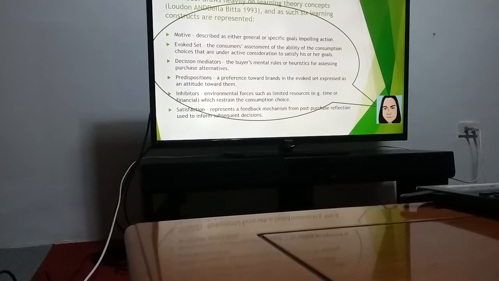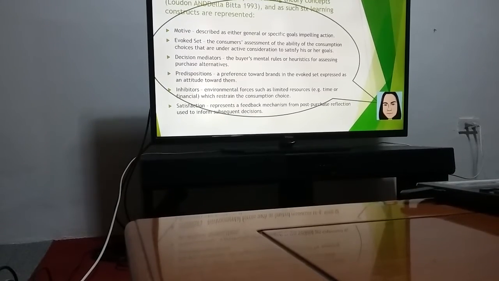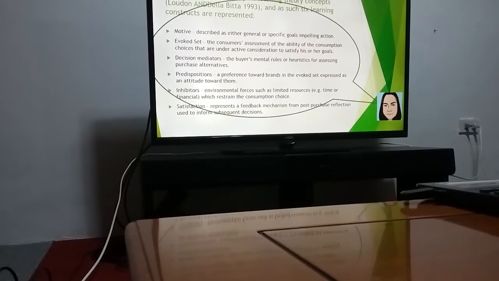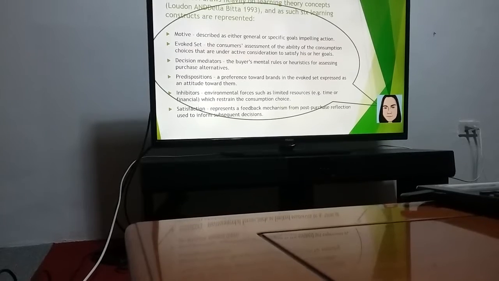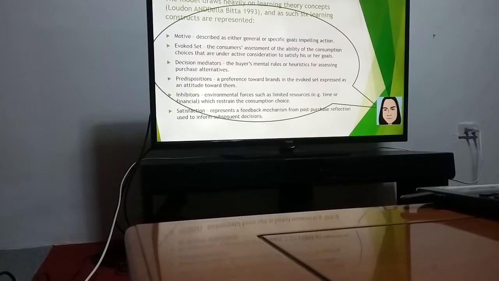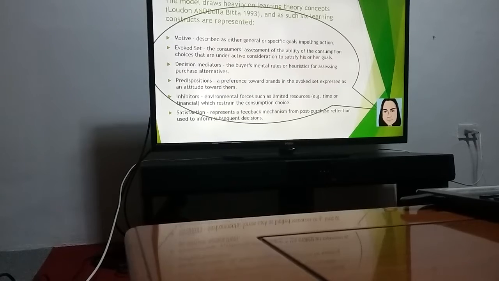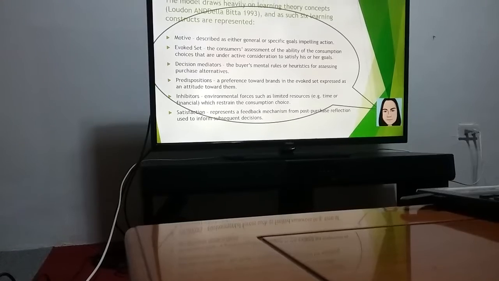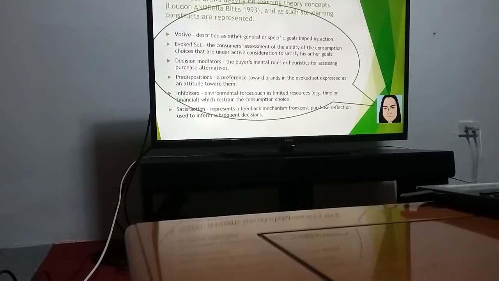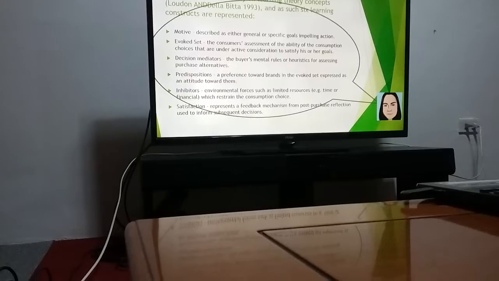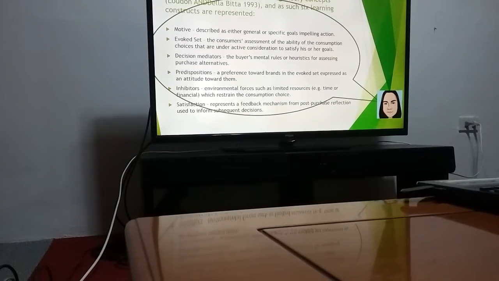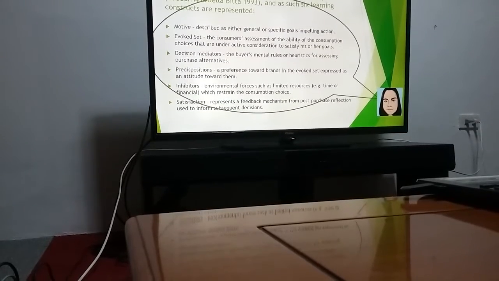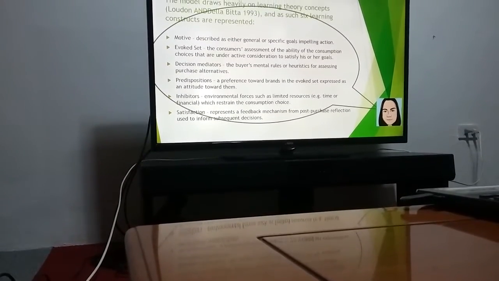When we say general goal, for example, general goal natin ngayon, online class is pumasa. Specific goal natin siguro is pumasa sa subject ni Ma'am Karen. So, pag bumili ka ng cellphone, hindi basta-basta na yung kayang mag-Google Class lang. Hindi yung basta-basta na nakakapag-online lang. Kailangan malaki yung data kasi magda-download kayo ng YouTube lectures ko. So, that's the motive. When we say evoke set, it's the consumer assessment of the ability of the consumption choices that are under active consideration to satisfy his or her goals.